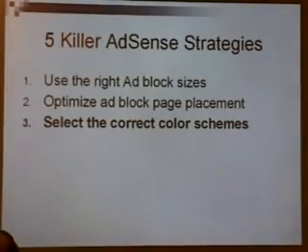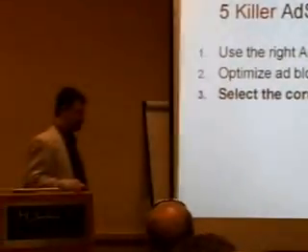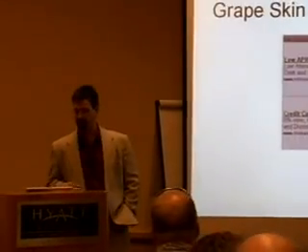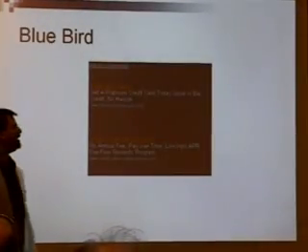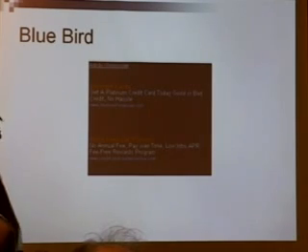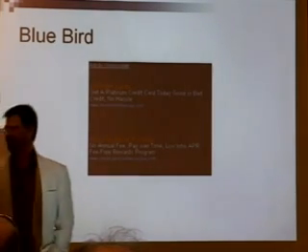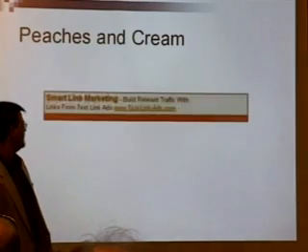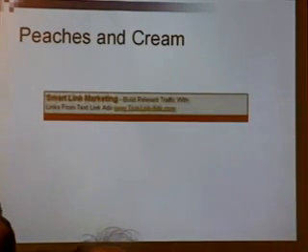Select the correct color schemes. Google gives you a variety of options for colors, and some of them are rather lovely. We have the grape skin. We have the bluebird, a lovely navy-ish blue with kind of a puke orange. I don't know what that is. You want to click on that, don't you? Your eyes are just going to be drawn to that. And we've got peaches and cream.